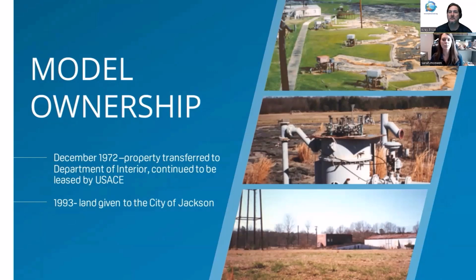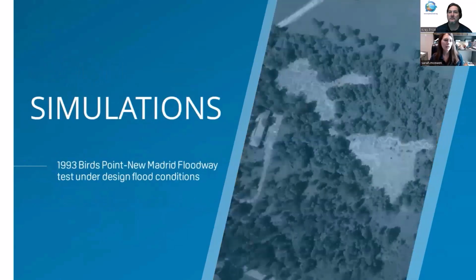And then a lease was done between the Department of Interior and the Army Corps. But then in 1993, the Army Corps was really done with everything, so they gave the property to the city of Jackson. However, before they gave it to the city of Jackson, one last model was run. 1978 was really the last time this model was run until 1993. So within 48 hours, they had this model up and running.